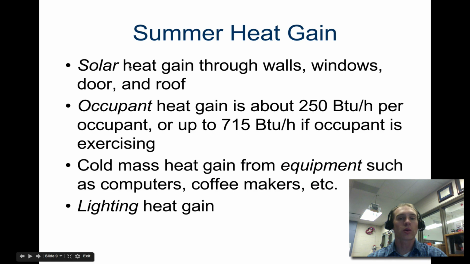And you can get solar heat through walls, windows, doors, and roof. There's also occupant heat, which is about 250 BTU per hour per occupant. In the next slide, I'll show you what a BTU is. It's 715 BTU per hour if the occupant is exercising. Heat gain also comes from equipment such as computers, coffee makers, lighting, or things like that. And again, lighting is also heat gain.